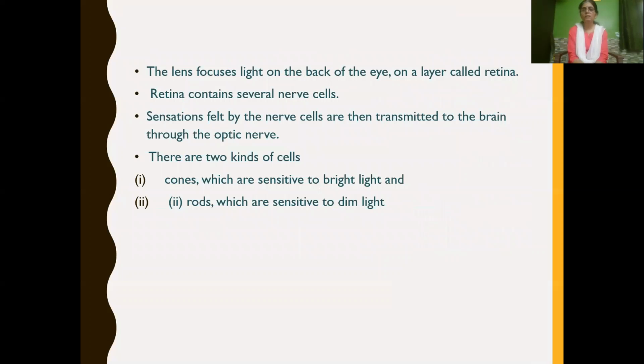And so the lens focuses the light on the back of the eye, that is on the retina. Retina contains several nerve cells, and sensation is felt by the nerve cells, and nerve cells transmit that sensation to the brain in the form of electric impulses through optic nerve. Then there are two kinds of sensory cells. We have learned cones and rods. Rods are sensitive to dim light and cones are sensitive to bright light, and they are also responsible for identifying the color in the object.